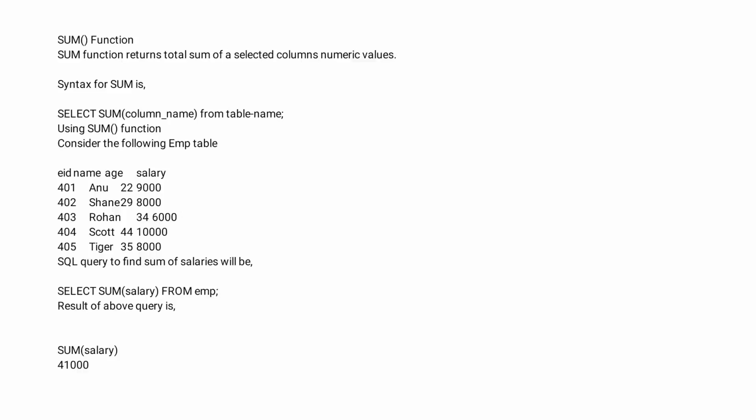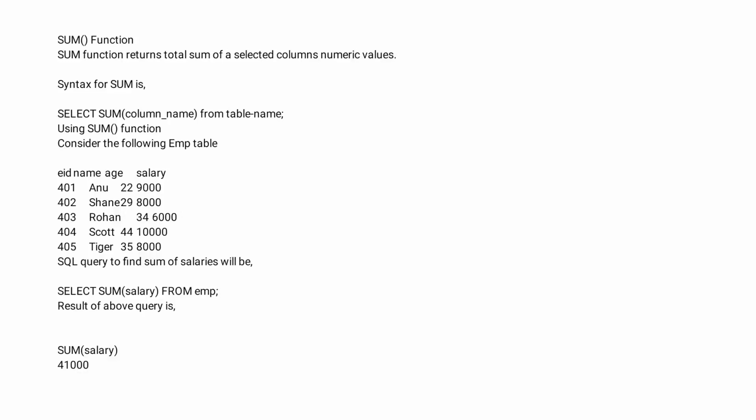And the next one is the sum function. The sum function returns the total sum of the selected column. Here we are applying the sum function on salary: select sum of salary from EMP. The total salary is 41,000, which is calculated from the first row to the last row, 401 to 405.